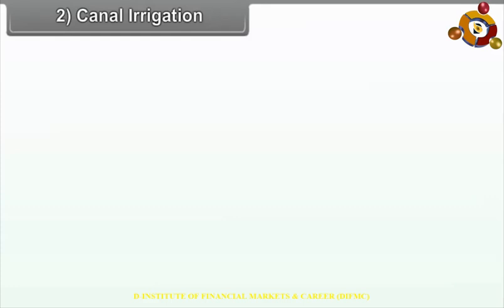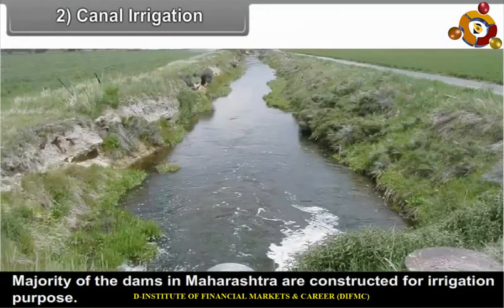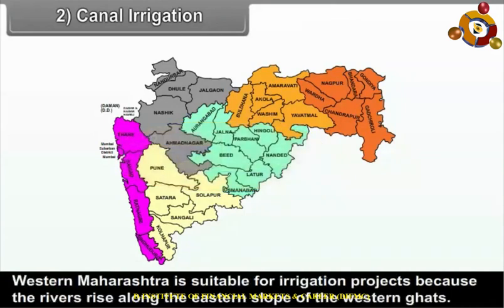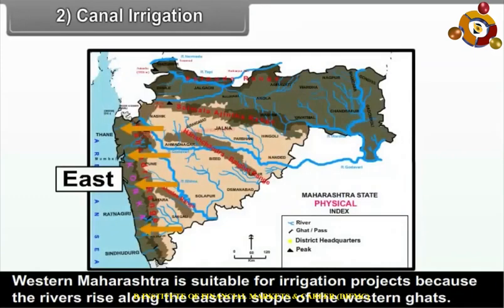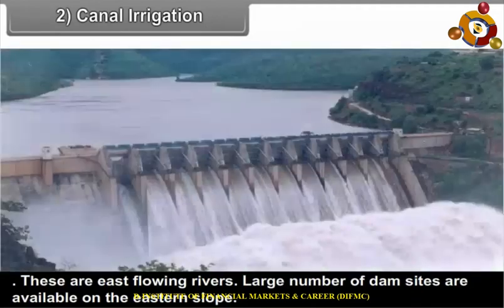Number 2, canal irrigation. Majority of the dams in Maharashtra are constructed for irrigation purpose. Out of the total area under irrigation, 22.5% area is irrigated by canals. Western Maharashtra is suitable for irrigation projects because the rivers rise along the eastern slope of the Western Ghats. These are east-flowing rivers. Large number of dam sites are available on the eastern slope.